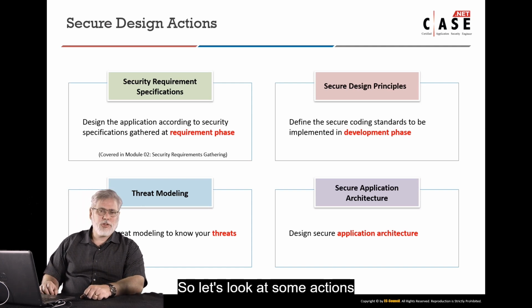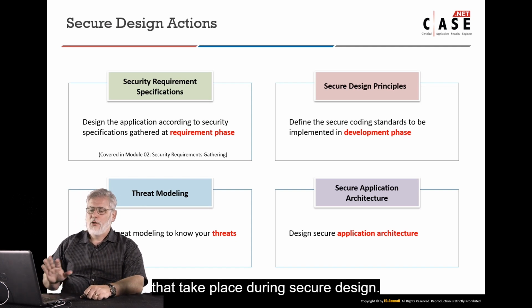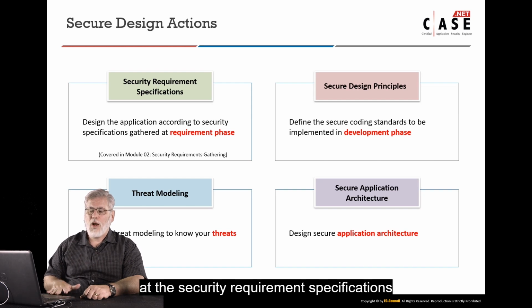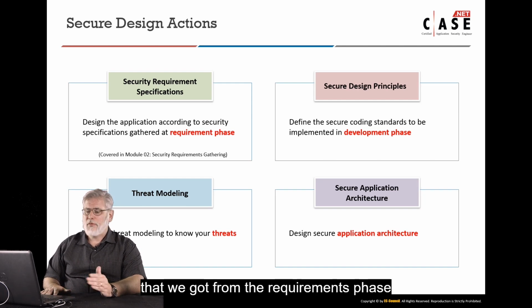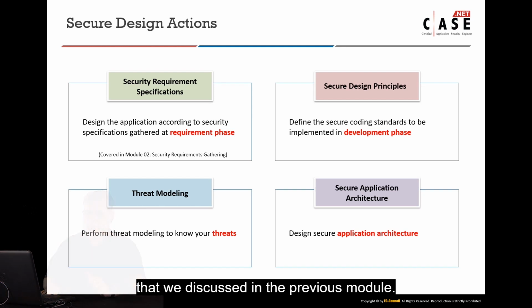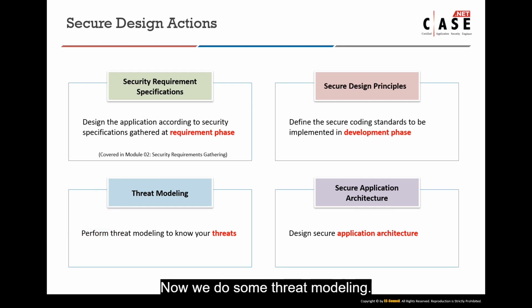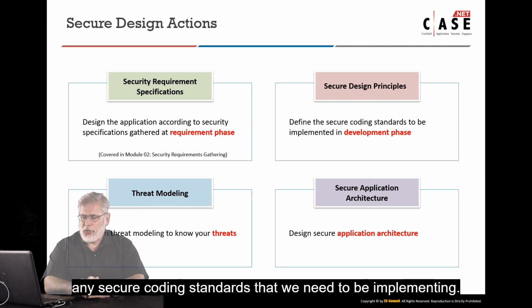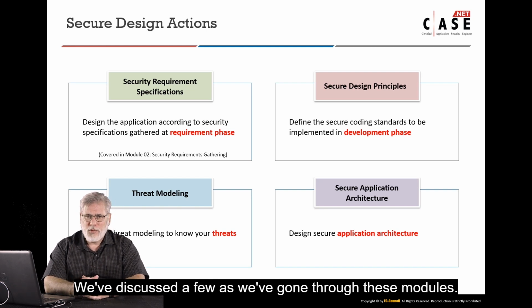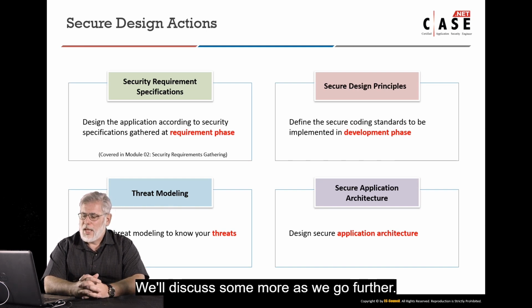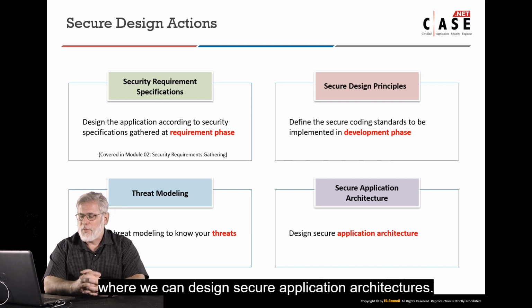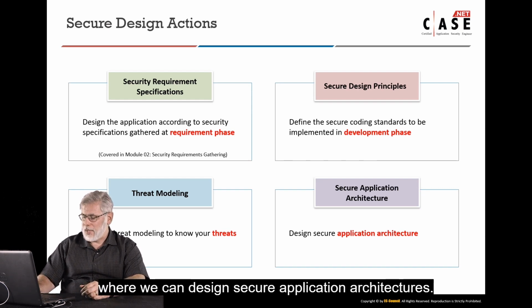So let's look at some actions that take place during secure design. We start with looking at the security requirement specifications that we got from the requirements phase that we discussed in the previous module. Now we do some threat modeling. Let's look at what our threats are, and we're going to discuss this in some detail during this module. And let's then add to that any secure coding standards that we need to be implementing. We've discussed a few as we've gone through these modules. We'll see more as we go further. And that's going to lead us to a place where we can design secure application architectures.